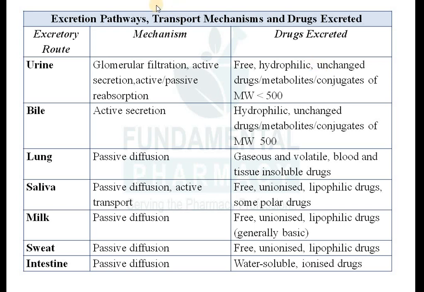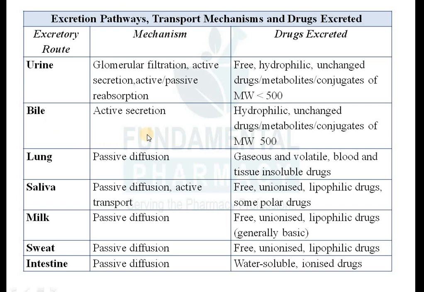Now let's come to the bile. You have bile in your gallbladder. Bile contains salts like sodium taurocholate and sodium glycocholate, and this bile is very important for emulsification of fats. So this bile is very important for absorption of fats. After emulsification, it is absorbed in the intestine.